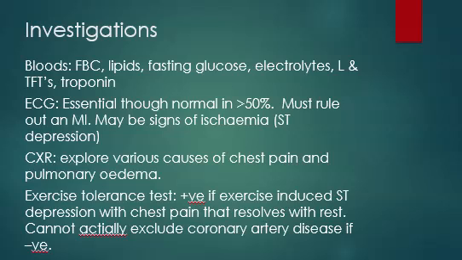If you get a positive exercise tolerance test, that's when you find someone who has chest pain on exertion and ST depression. ST depression suggests that the patient is having ischemia in their myocardium, and that's expected to go away with rest following an exercise tolerance test if this is stable angina. It can't exclude coronary artery disease if it's negative. So if it's negative, that doesn't necessarily mean they don't have coronary artery disease, but it is actually a good sign in terms of the prognosis.